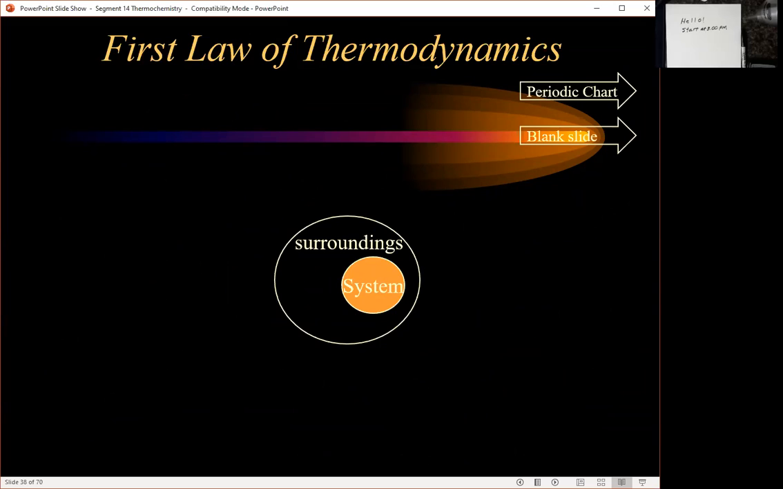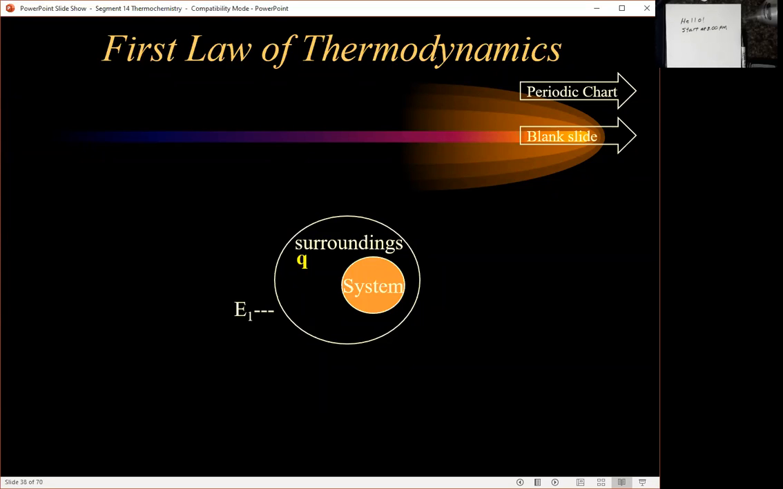Sometimes what we're interested in might be the surroundings of a reaction that's taking place in that beaker, in some water. But most of what we're interested in is what's going on in the beaker. When we take the technical definition of surroundings, it's everything else in the universe. The system plus the surroundings makes the universe.